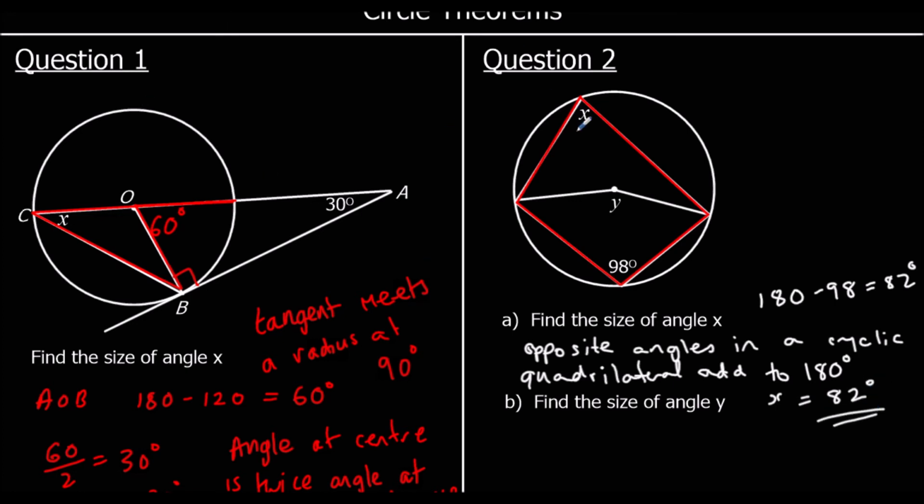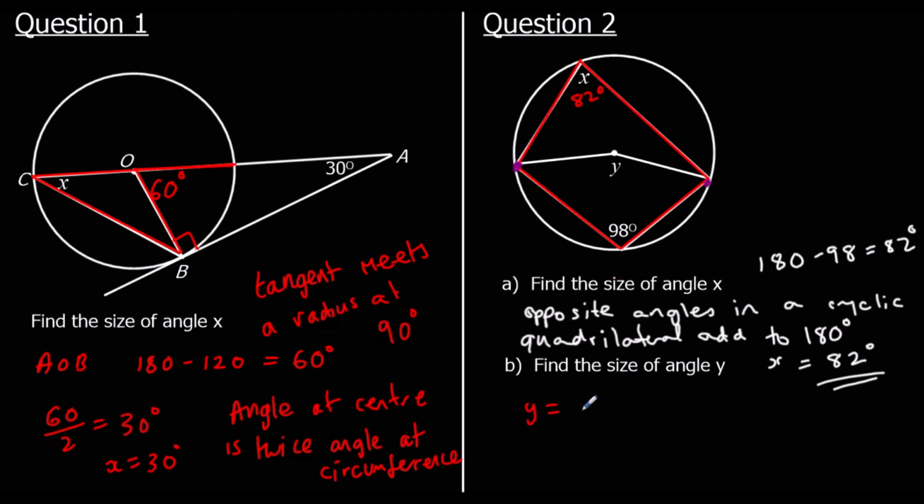And find the size of angle y. So again, like the previous question, we can say the angle at the center is twice the angle at the circumference. So we've got our 82 and y, they come from the same points, they're in the same segment, so y is going to be 2 times 82, which is 164 degrees. So that's because the angle at the center is twice the angle at the circumference.